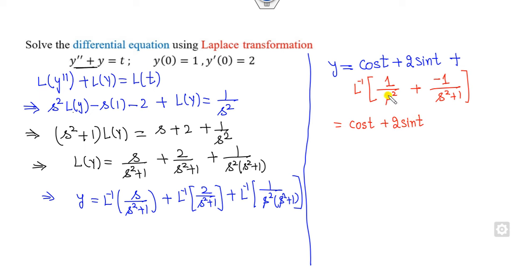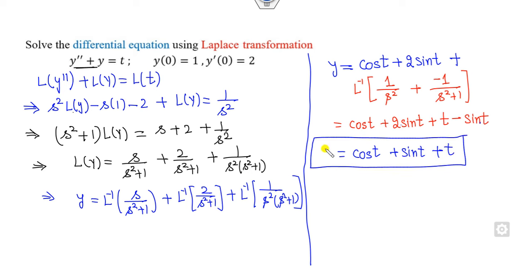What is the Laplace inverse of this? It is plus t, and it is minus sine of t. So this sine t and this sine t will be combined. So cos t plus sine t plus t is the right answer of this problem.